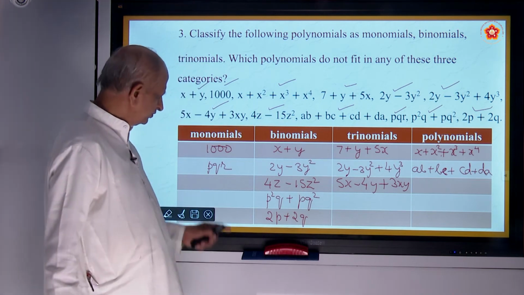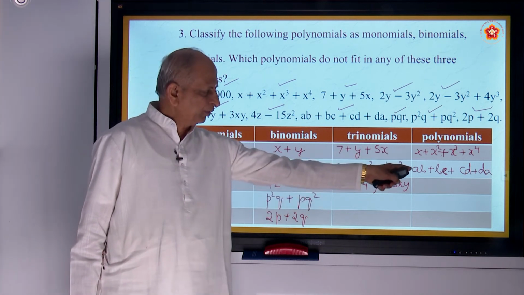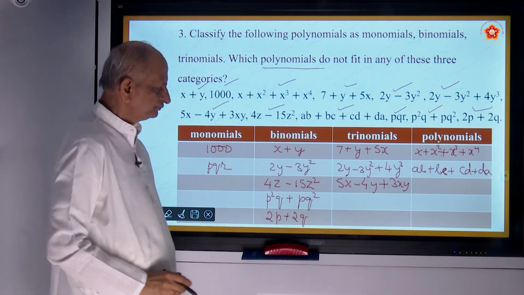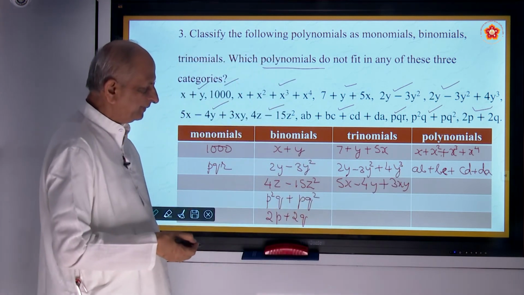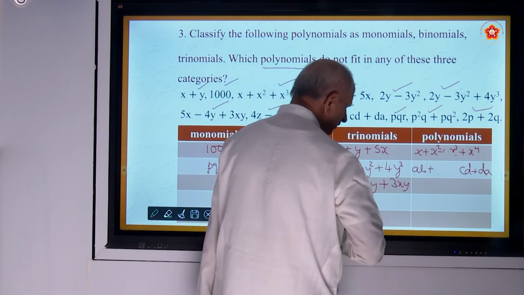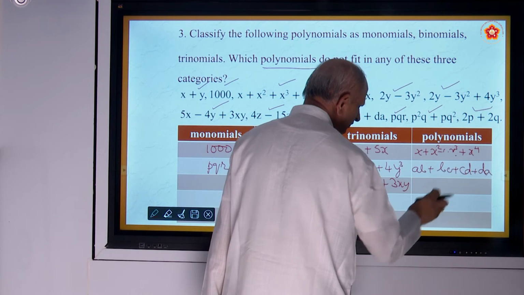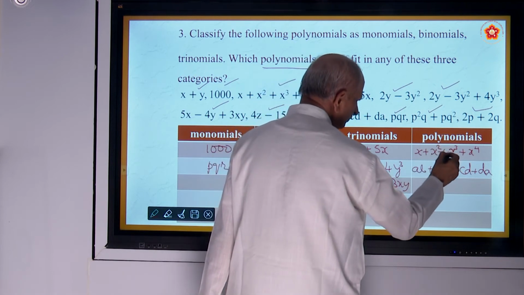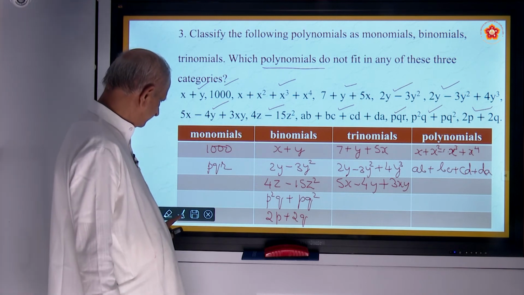Understood? So these are all called monomials, one term. These are 2 terms, 3 terms, more than 3 terms. So they are asking which polynomials do not fit. So this is the one that does not fit for these 3. That is why we kept it separate. So AB plus BC plus CD plus DA does not belong to this group. Okay? Understood? Very nice. Noted down?